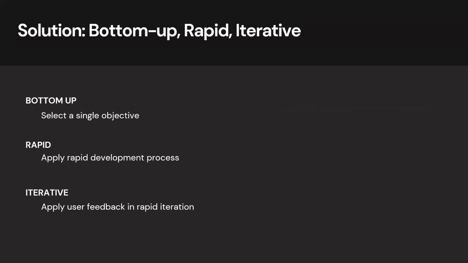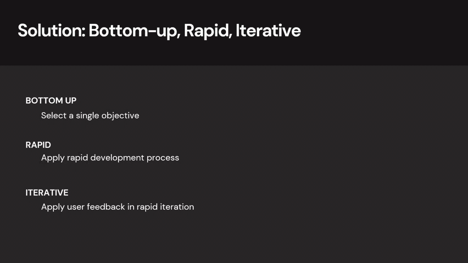And because of these things, we've been experimenting with a particular way of implementing digital projects, and this is what we want to talk about here. We call it the bottom-up rapid iterative process. Bottom-up simply means that you want to really narrow down something to get started. Maybe you want to achieve a single objective. Maybe you want to select a part of your process to be digitized, but keep it small and focused.